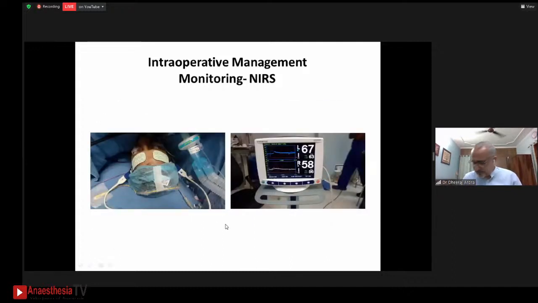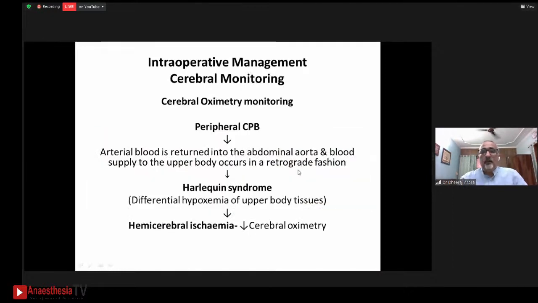And coming to NIRS, this is an important monitor which is used intraoperatively. These are the electrodes we place on the forehead for cerebral hemisphere monitoring, and these are the values for the right and left hemispheres. Now, why is it important? Because whenever we are going on peripheral bypass, the arterial blood is returned into the abdominal aorta, and the blood supply to the upper body occurs in a retrograde fashion.